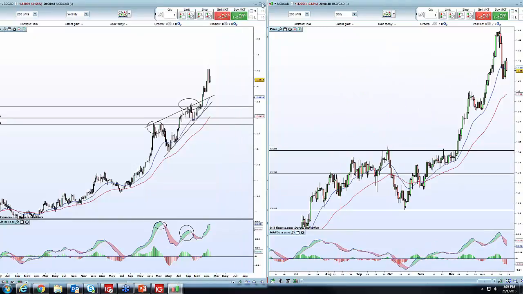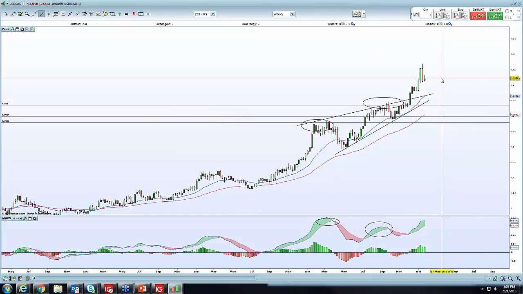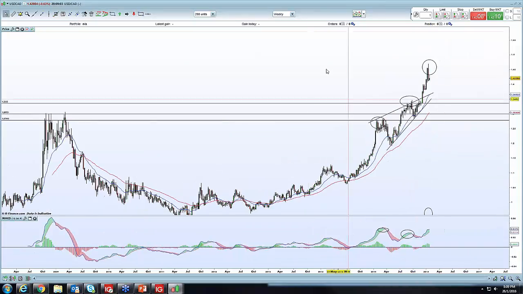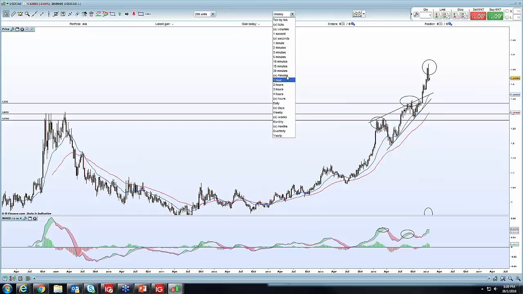Dollar CAD weekly chart. Very, very bullish. Nice convergence. Look at this higher high, MACD higher high. So no divergence. Very nice convergence there. Let me zoom out a bit. Let me see if there's any key resistance around.